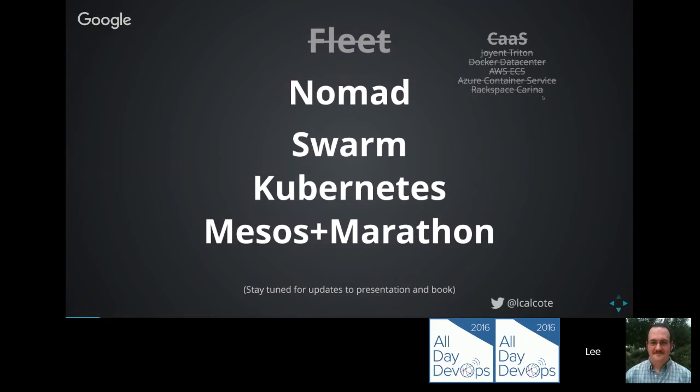So we're not talking about Triton or Docker Data Center or ECS, ACS or Carina or others. And so we're kind of bifurcating between those two concepts. The container orchestrators that we'll talk about, you can run them in clouds or on-premise. And the container orchestrator, the CAS offerings are just that, offerings that are hosted elsewhere.